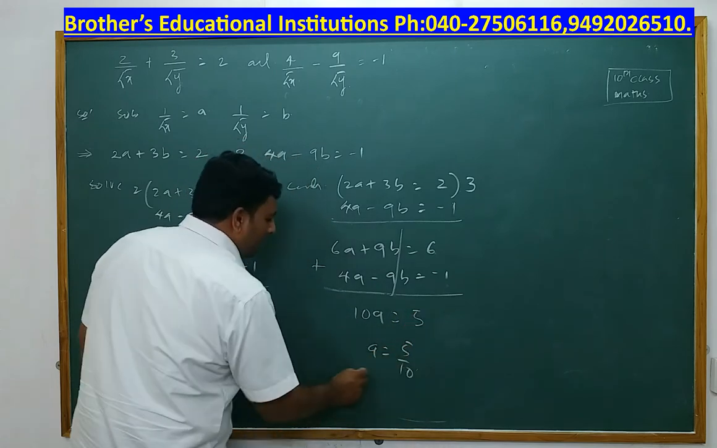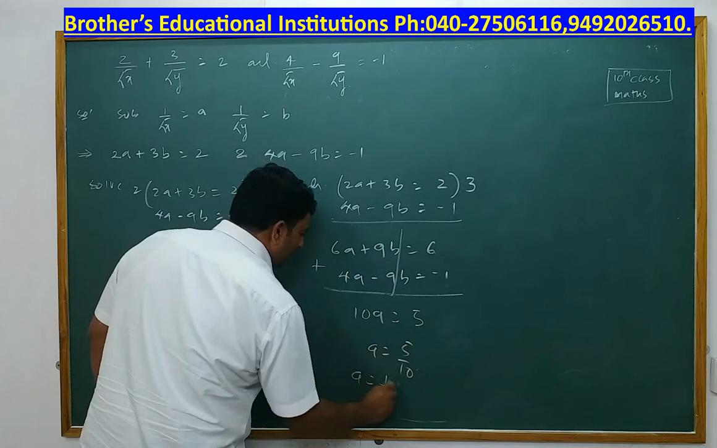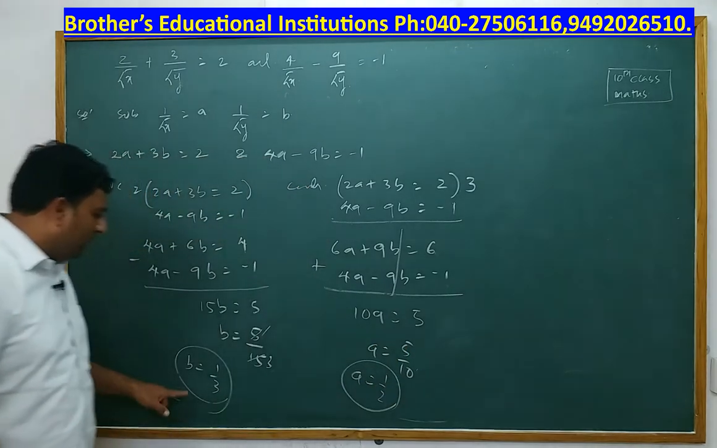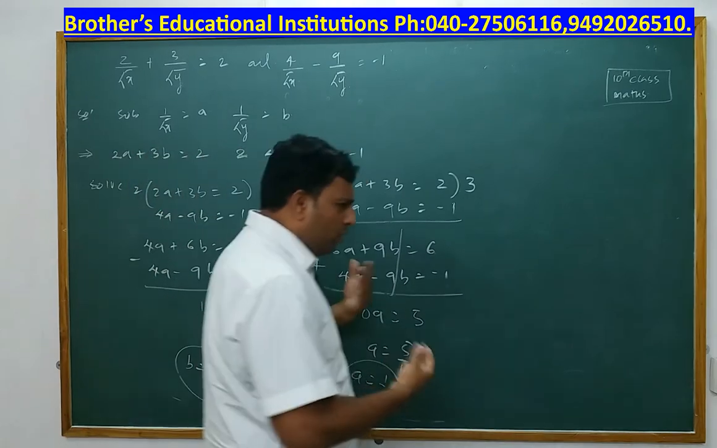5 upon 10. What is a equal to? 5 1s are 5, 5 2s are 10. A is equal to 1 by 2. What is b? B is equal to 1 by 3. Do you think you obtained the solution?